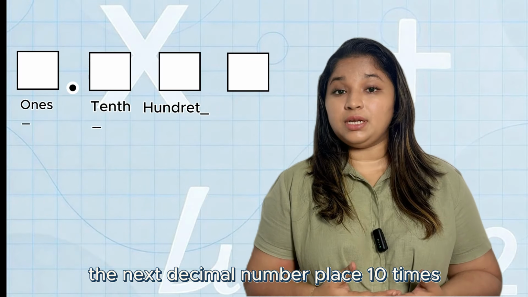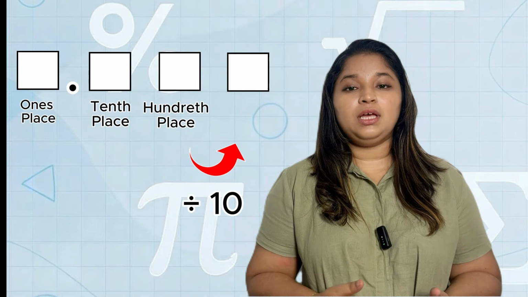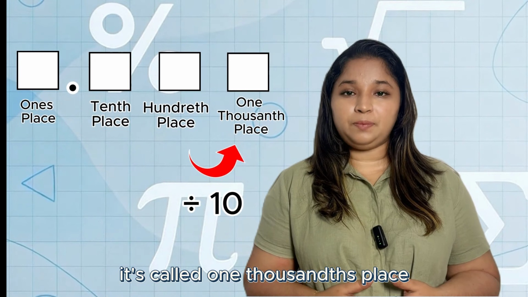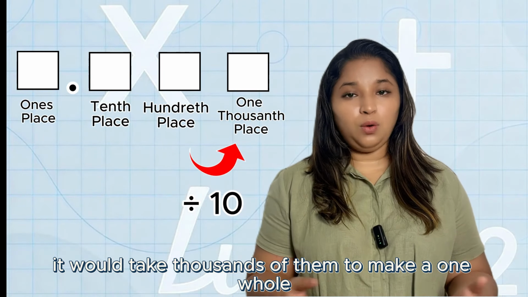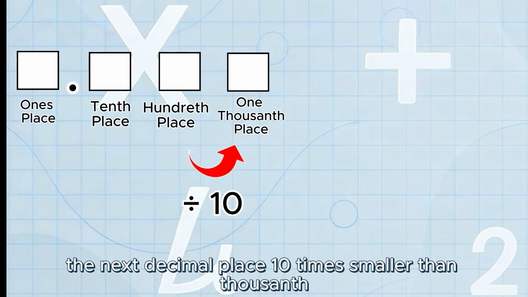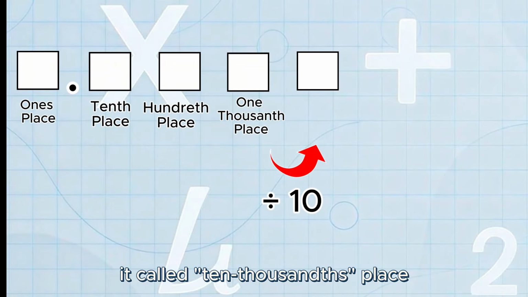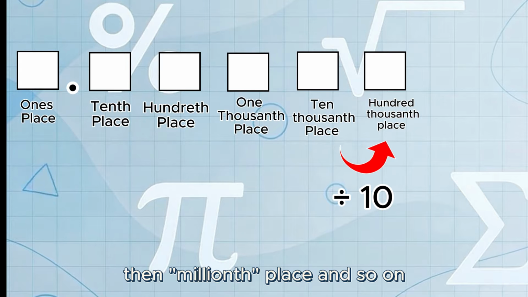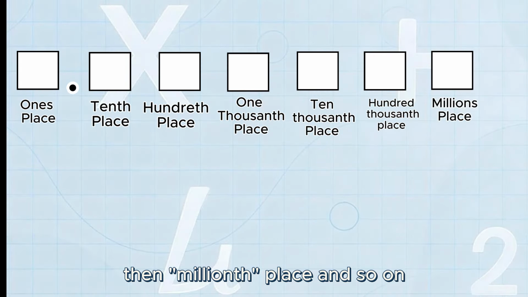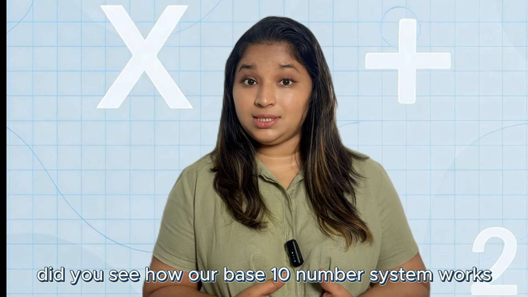The next decimal place is 10 times smaller than the hundredths place. It's called the thousandths place. We take 1,000 thousandths to make one whole. The next decimal place, 10 times smaller than the thousandths, is called the ten-thousandths place. And then the hundred-thousandths place. Then the millionths place, and so on. Did you see how our base 10 number system works?